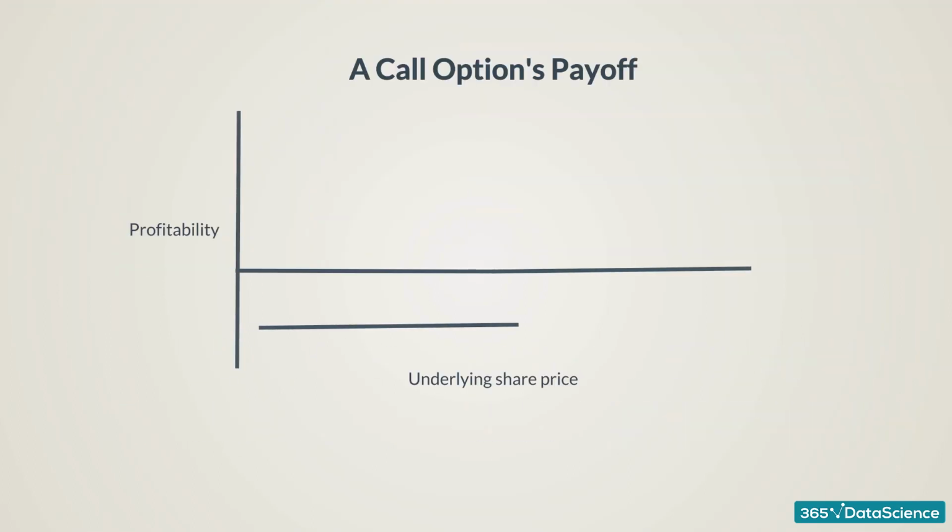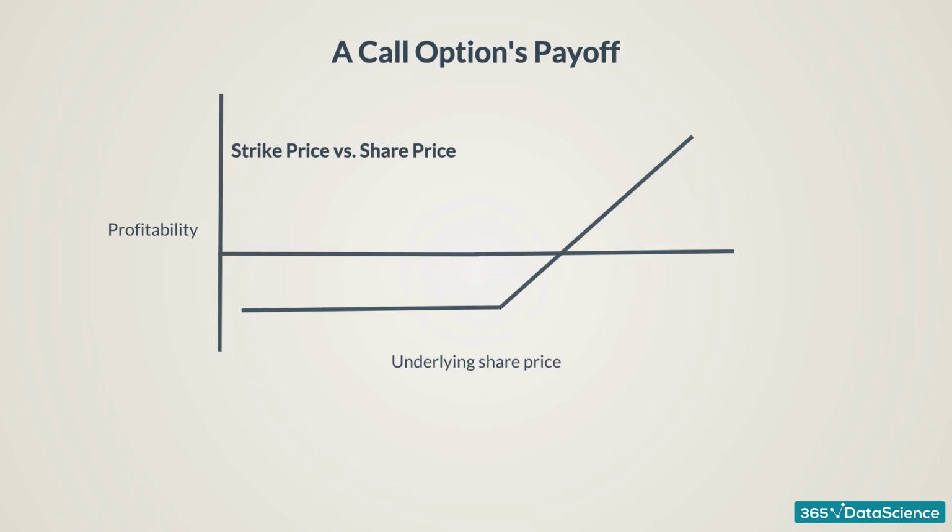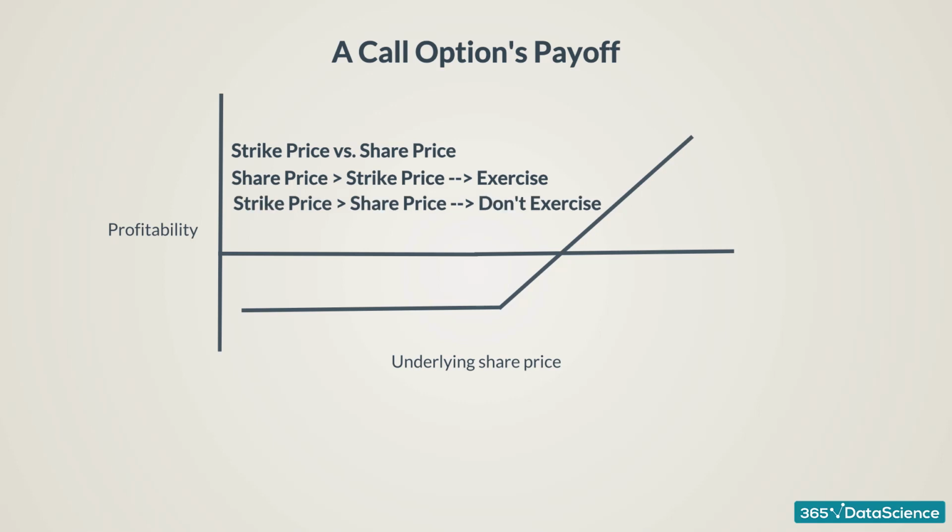Here is a diagram representing a call option's payoff. The y-axis shows the profitability of an investor who buys the call option. And on the x-axis, we have the development of the underlying share price for which the investor has an option. Upon expiration of the option, its owner will compare the strike price and the actual market price of the underlying share. If the strike price is lower than the market price, the owner of the option will exercise it. Conversely, if the strike price is higher than the market price, he won't exercise the option, because he must buy the share at a higher price than its market price.